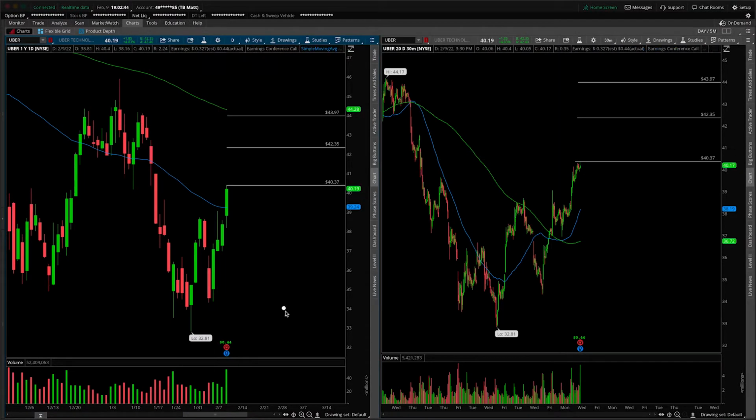So first thing I want to point out whenever we're dealing with a gap is that the gap and trap is the scenario we should be thinking about first. What that looks like is opening here, failing to attract new buyers or breaking the overnight high, trading lower back down through the open to initiate a short to close the gap to today's highs around $40.37.